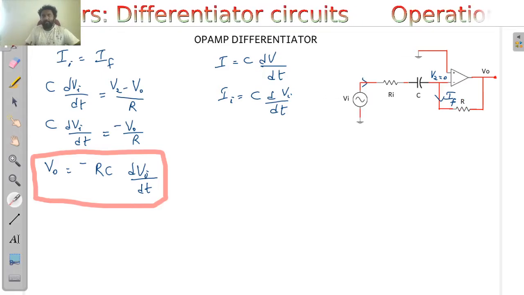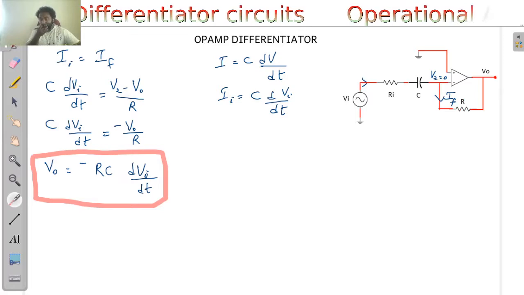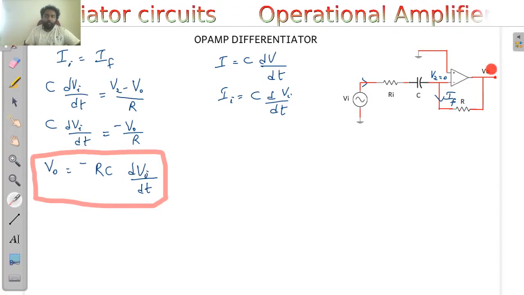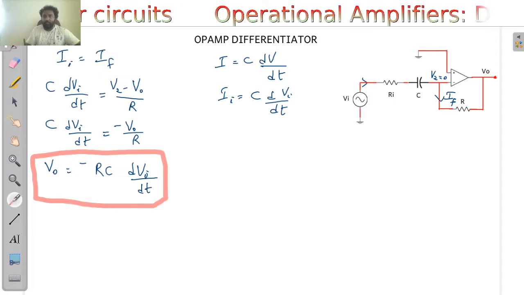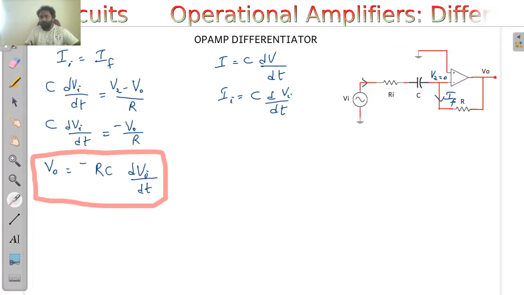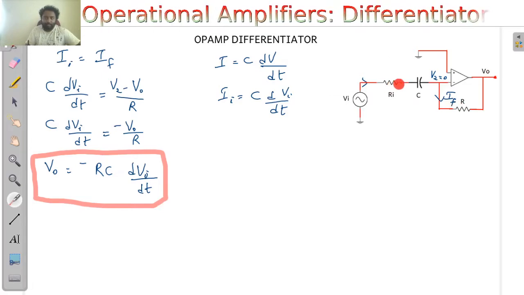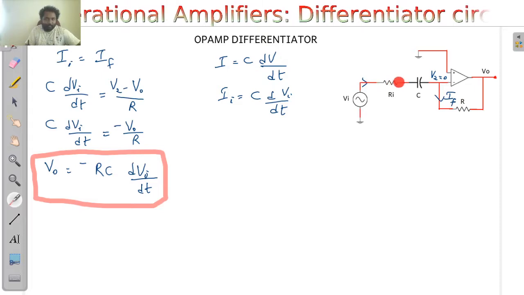As a result, if there are high frequency noises, those noises will affect your output very significantly. So in order to reduce the high frequency noises, you need to tackle the high frequency problem using a series resistance, and that is why this resistance is here.